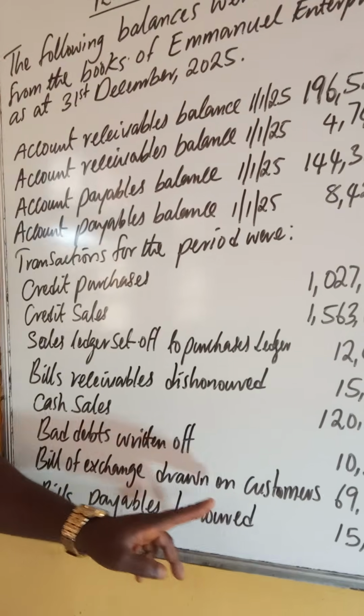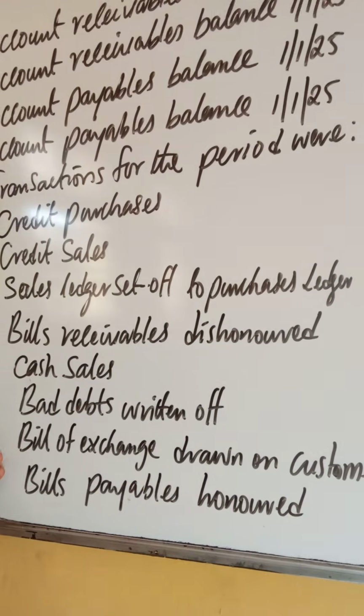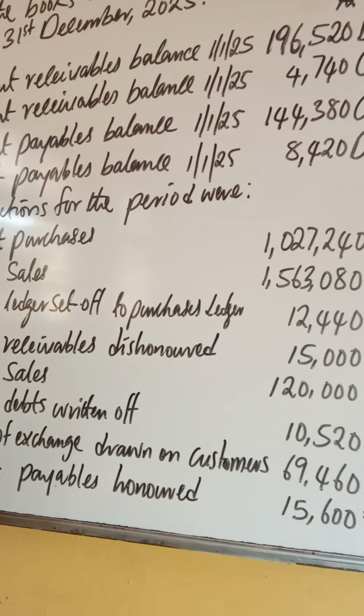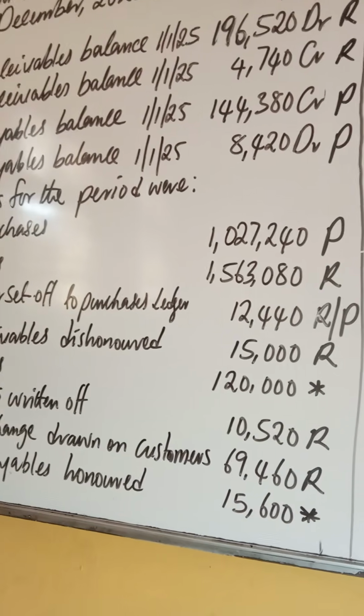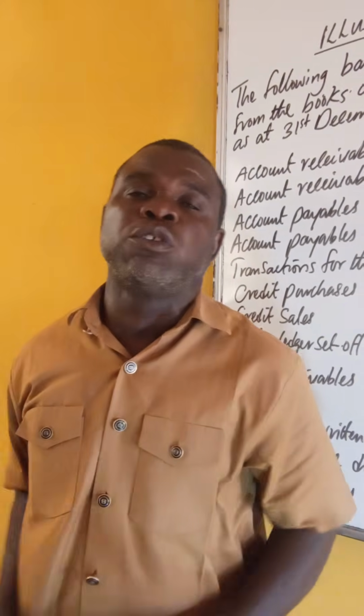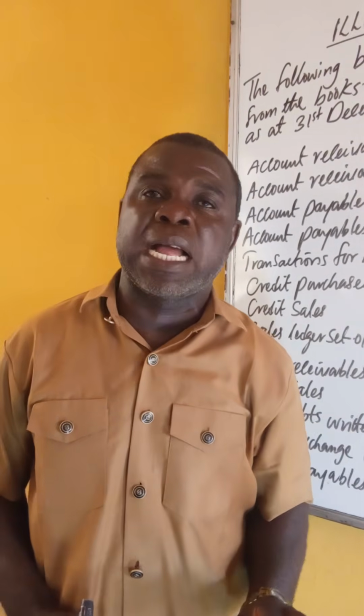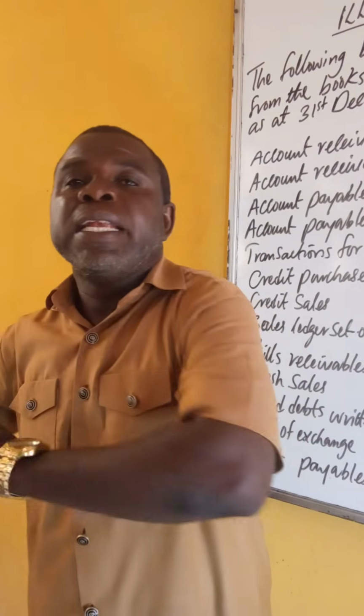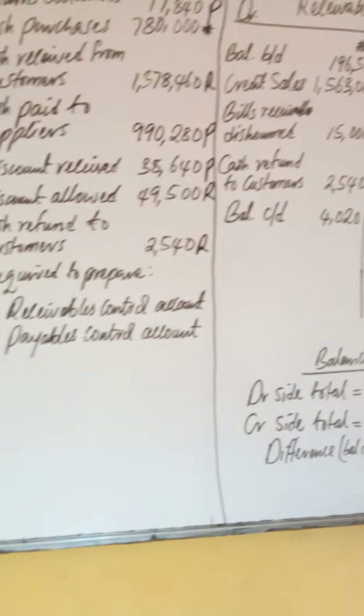A bill of exchange drawn on customers means the customers have accepted the bill. Now that the customer has accepted the bill, it is not dishonored. Therefore, a debt is being created and that debt is debited. That debt is already debited as an item in the receivable control account of that particular customer, whose name will be on the account. So if the debt is created, the opposite of that transaction will now go to the credit side of the receivable control account.